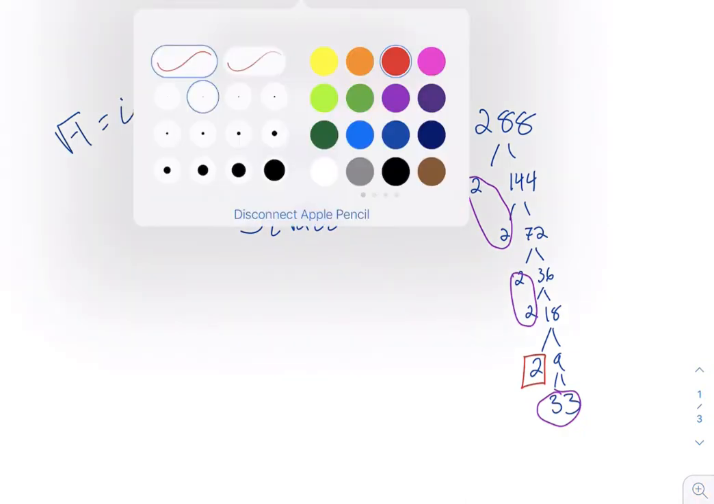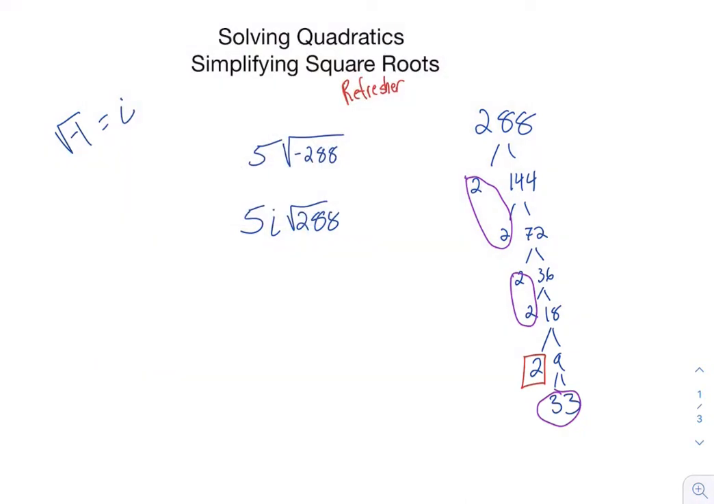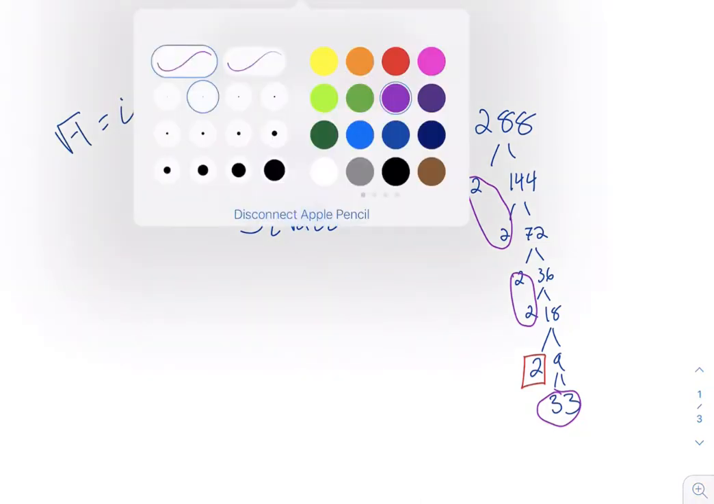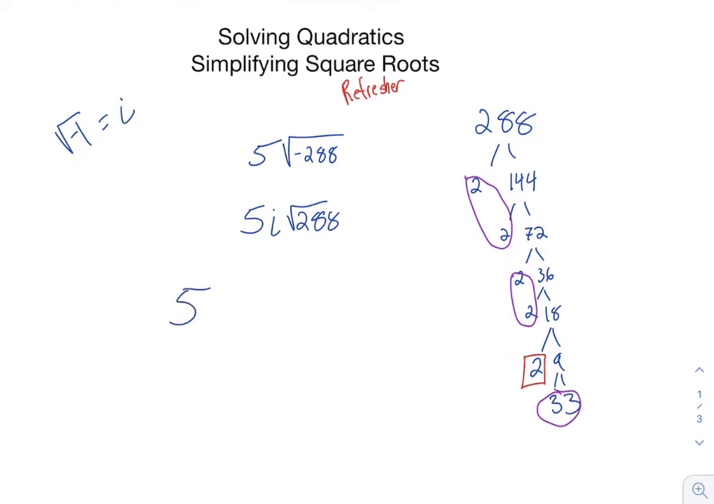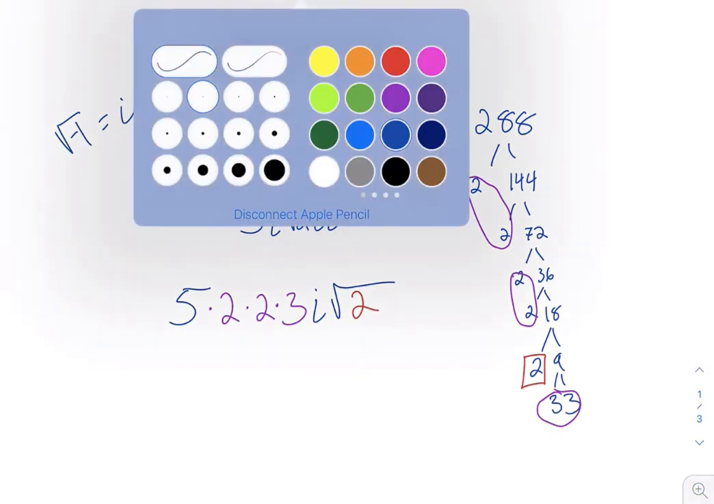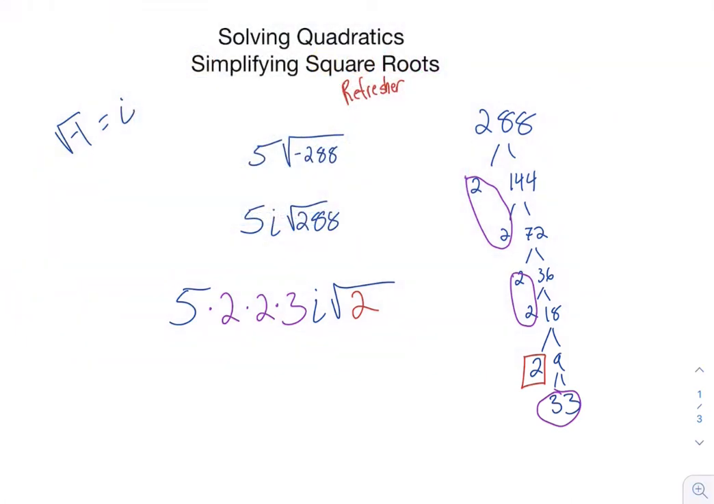So whenever you're doing this, the things that get circles go outside of the radical and get multiplied together by anything that's already there. So we already have the 5 there, but we are going to now take a 2 from the first circle, a 2 from the second, and a 3 from the third, not forgetting about the i and the square root. And the only thing left over on the inside was the 2 that got the square. And then on the outside, you're going to multiply everything together. 5 times 2 times 2 times 3 is 60i root 2.